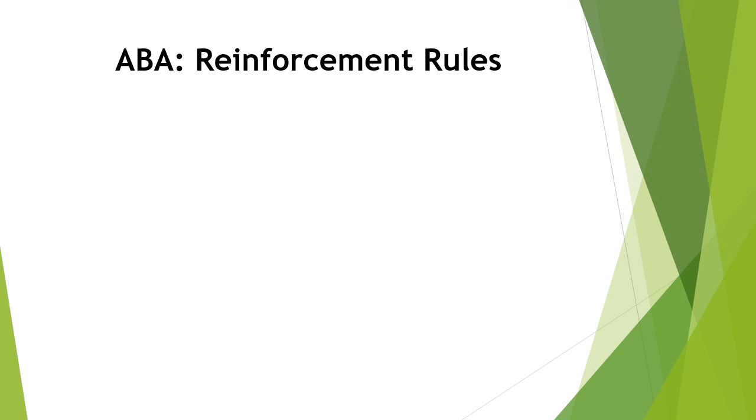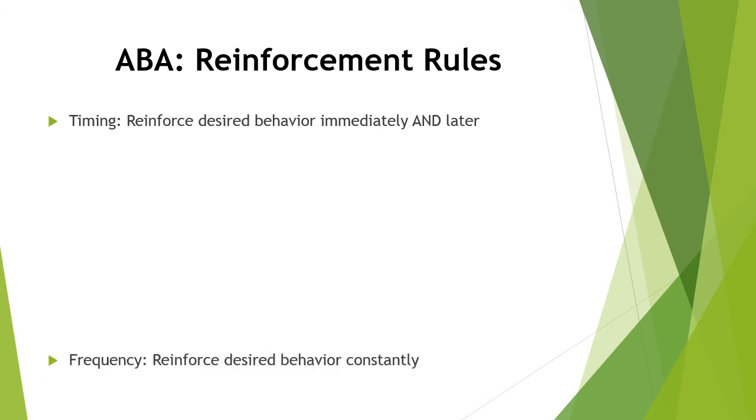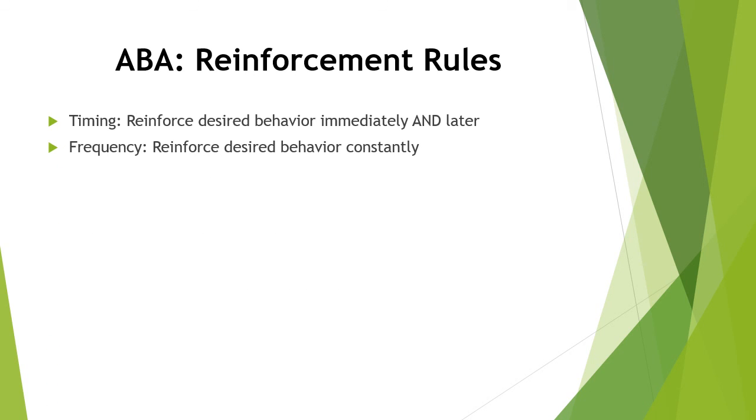APA reinforcement rules. Timing. We should reinforce desired behavior immediately and later as well. Frequency. We should reinforce desired behaviors constantly, or at least give some acknowledgement that a behavior is occurring, such as saying good job or thumbs up. That's still reinforcement. It's social reinforcement.